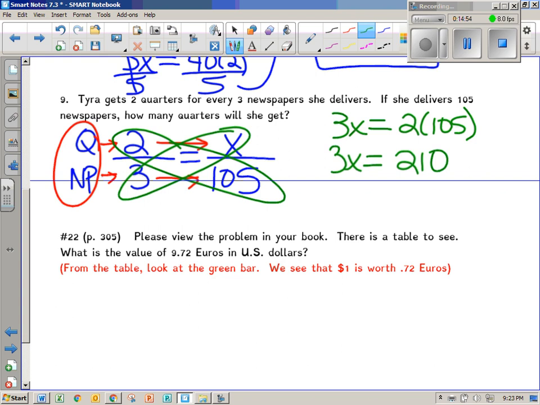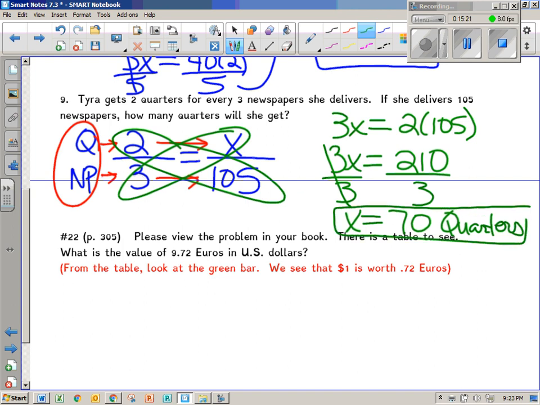Because when I divide both sides by 3, 3 goes evenly into 21, 7, and then I just tack on my 0. So in that case, it actually worked out better for me to multiply 2 times 105 before I divided by 3. How many quarters will she get? So this is quarters. There's our answer. All right, I believe we've just got this one last one.